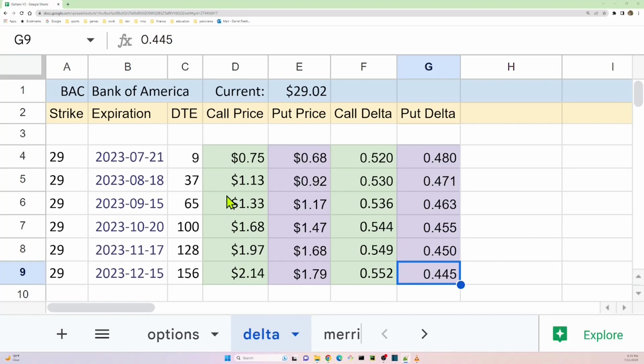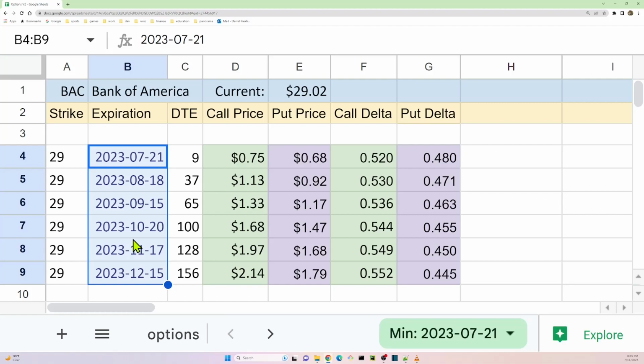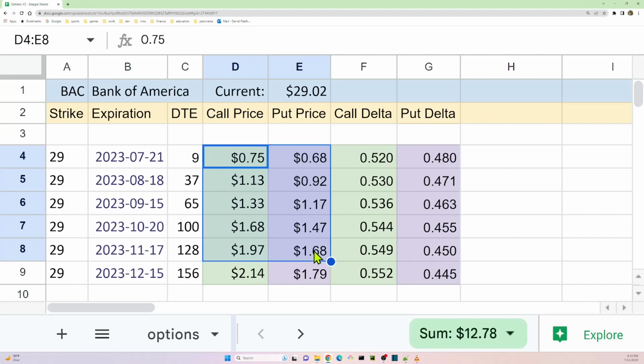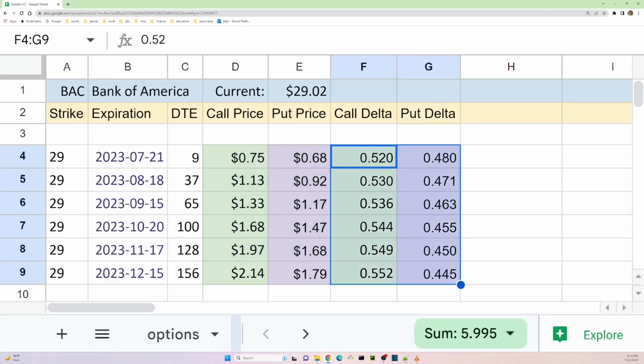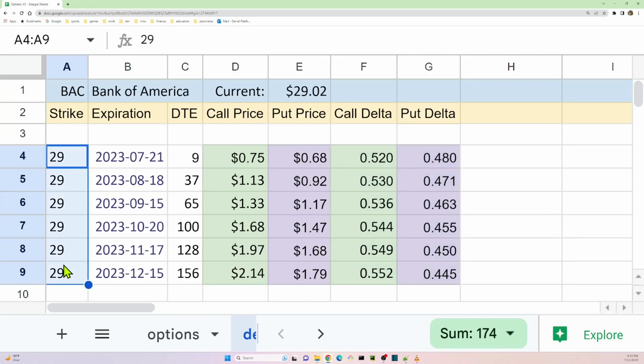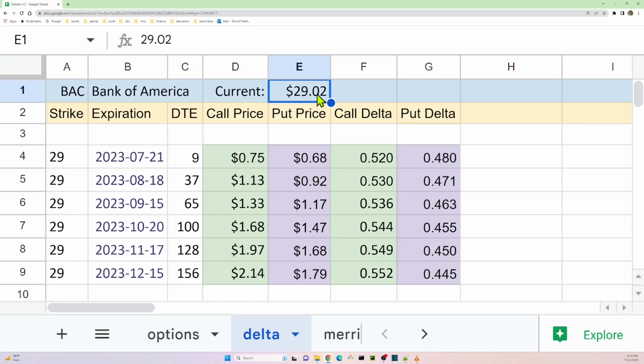Here's a spreadsheet showing the remaining monthly options for 2023 for Bank of America with their prices and their deltas. These are all at the money, the 29 strikes. BAC is 29.02 right now, as of close, July 11th, 2023. The prices go up, up, up, up, up for puts and calls the further you go out in the future, as you might expect. Let's look at deltas.